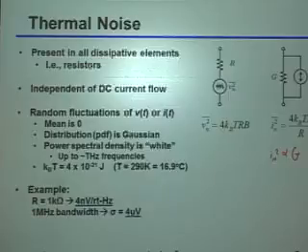Okay, now one thing that I should point out, because we're actually going to make use of it in one second, is that it turns out that thermal noise basically exists in all elements that dissipate power.